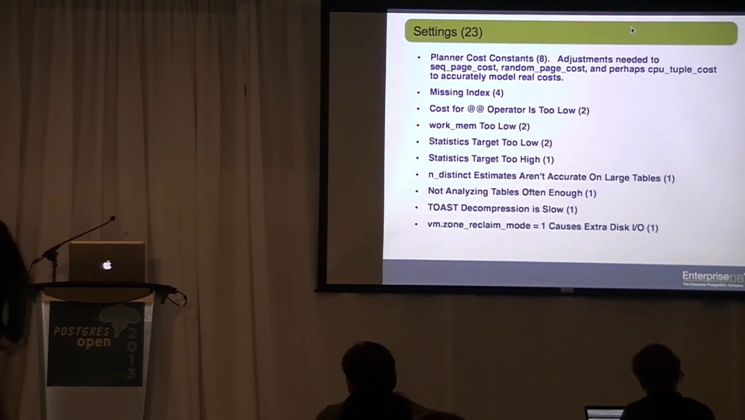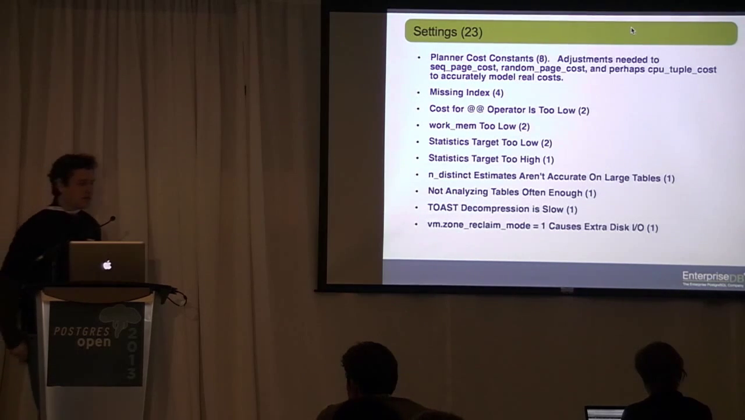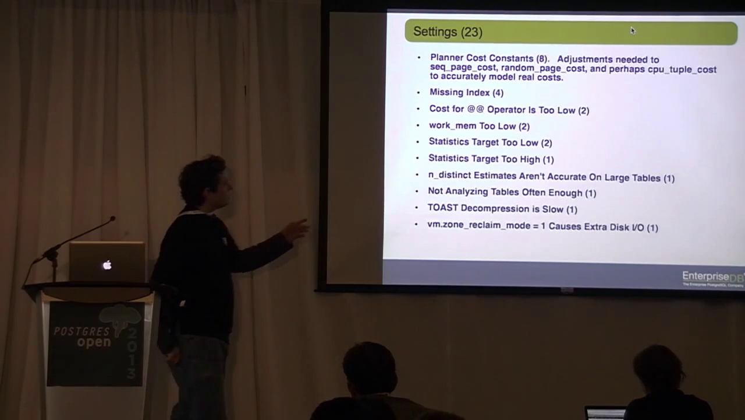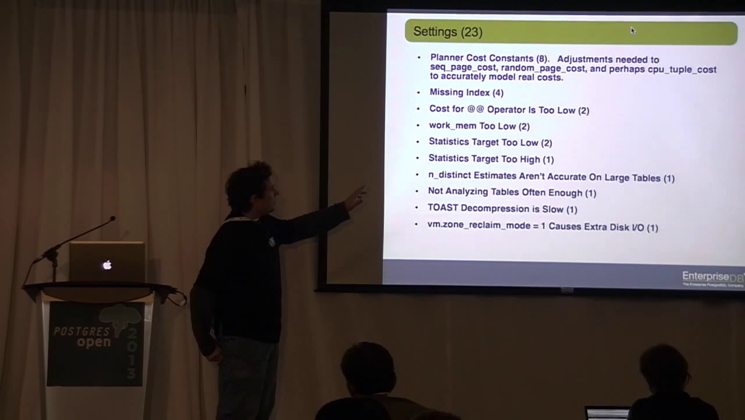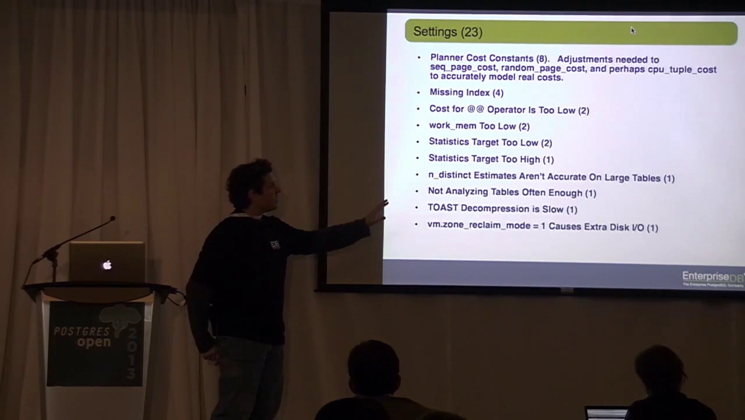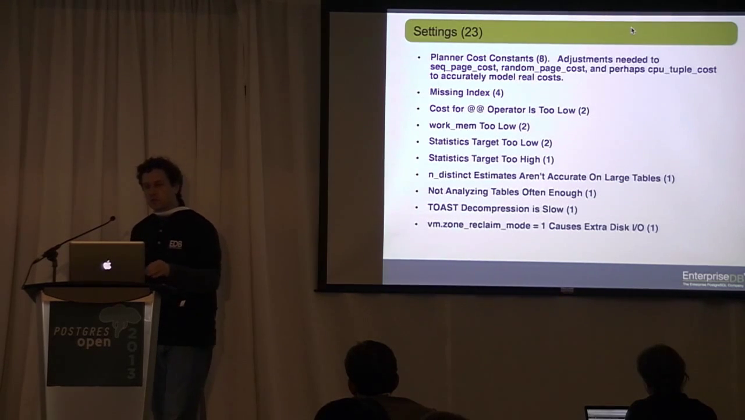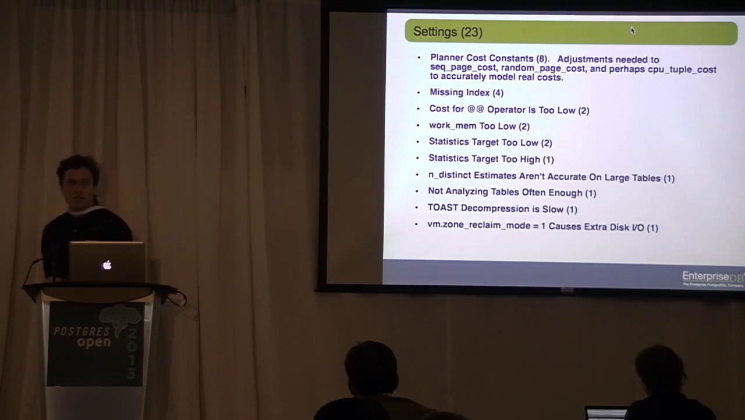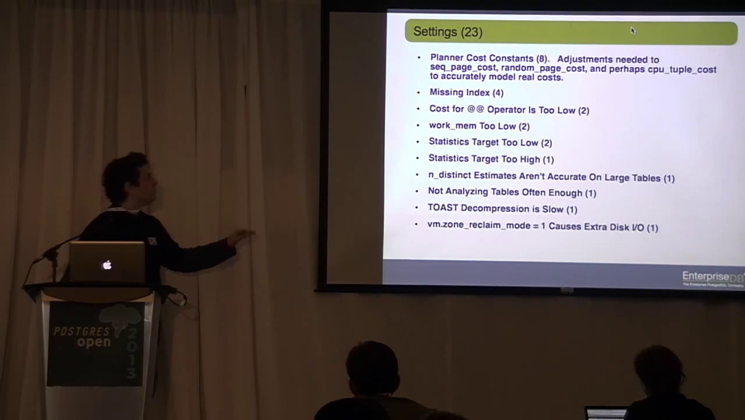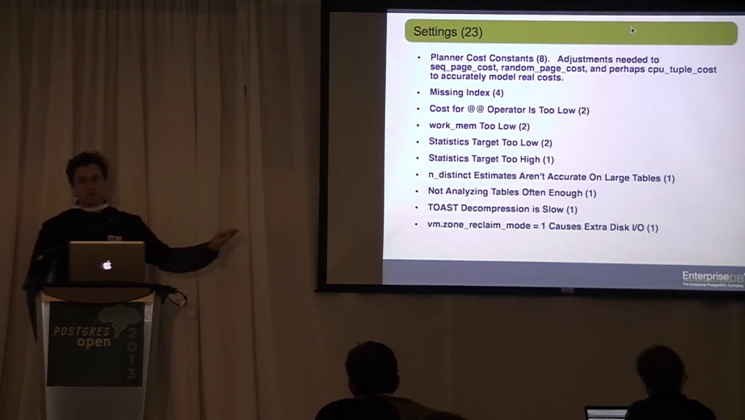There are a couple of cases where work_mem was too low, and work_mem, as some of you probably know, is the variable that controls how much memory the planner is willing to use for an individual sort, hash, or materialize operation. And if more memory would be needed than that, then we have to somehow go to disk.